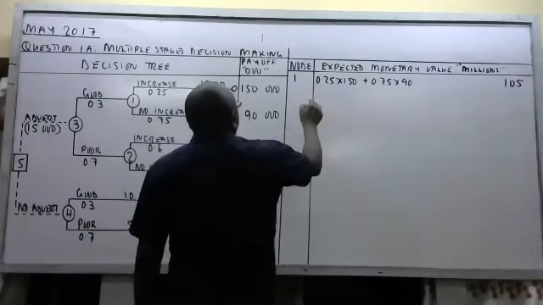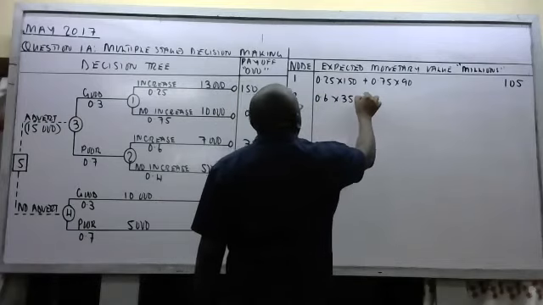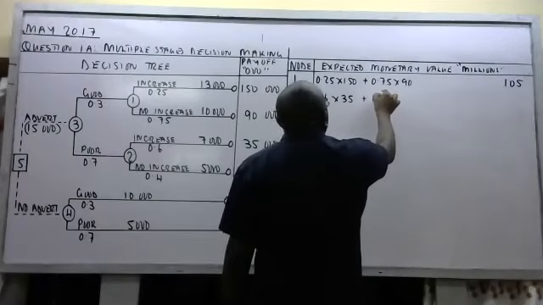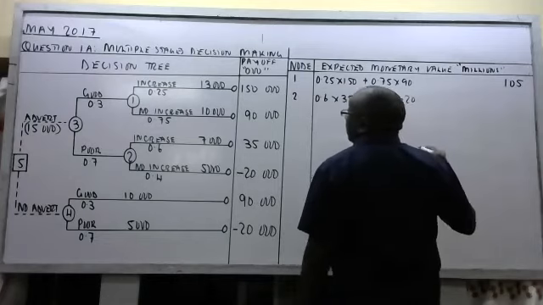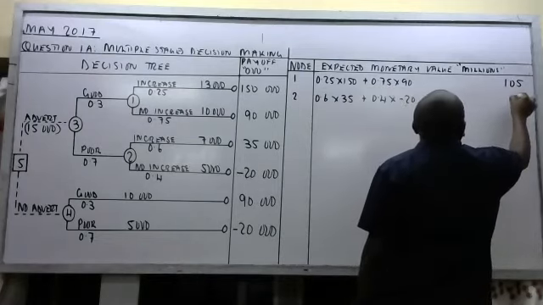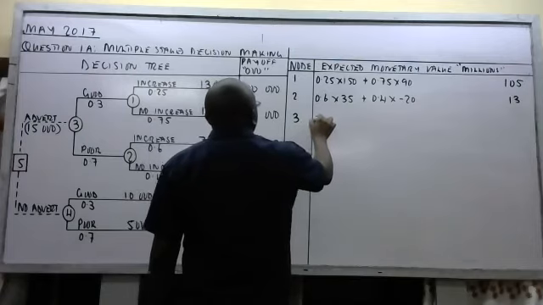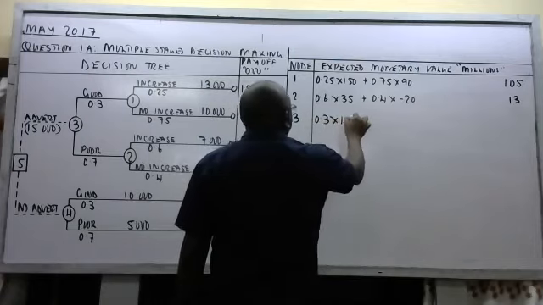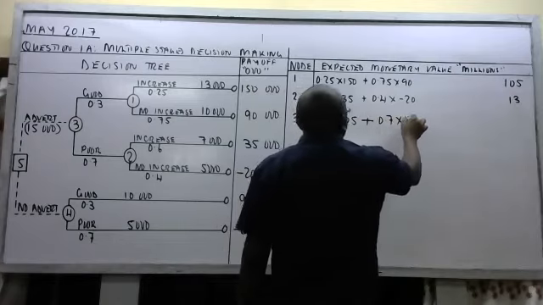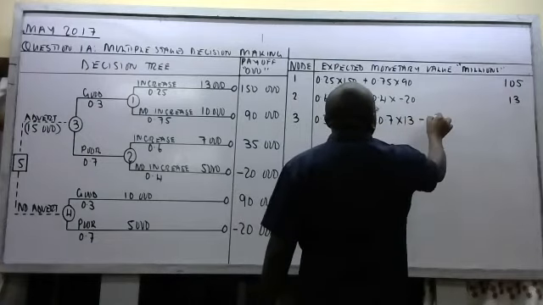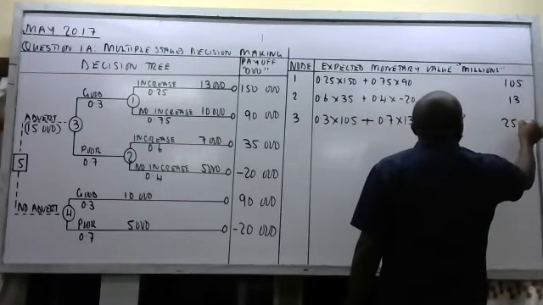Then for number 2, it is 0.6 times 35 plus 0.4 times minus 20. Ukapata 13. Then when you go to number 3, it should be 0.3 times 105 plus 0.7 times 13 minus 15. What did you get? 25.6.